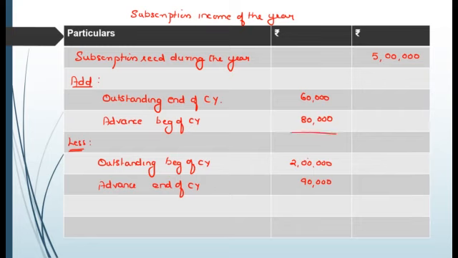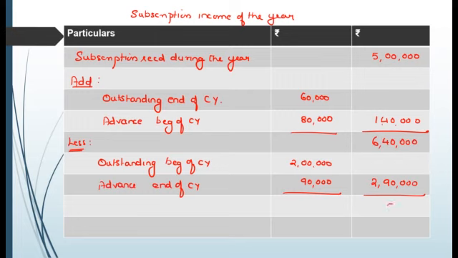Total of the add items is 1,40,000. That comes to 6,40,000. And the total of subtract items is 2,90,000. So you get 3,50,000. So this is the subscription income of the current year.